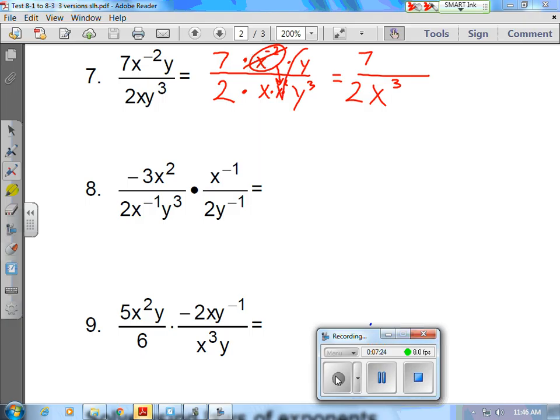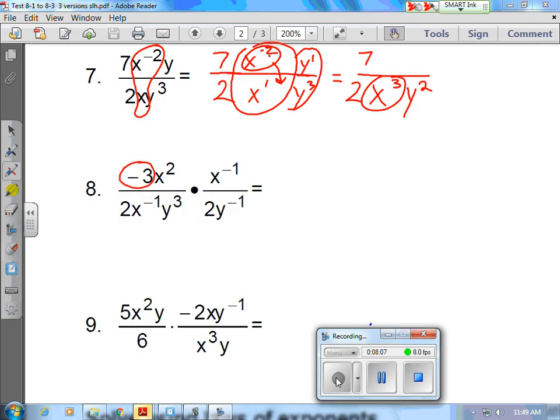Then you deal with the y's. You have more in the denominator than you do in the numerator. So you have y to the first in the numerator, y to the third in the denominator. So that means all of the y's in the numerator are going to get canceled out. You cancel out one of them, you have 2 left. 3 minus 1 is 2. You're done. All right, number 8.